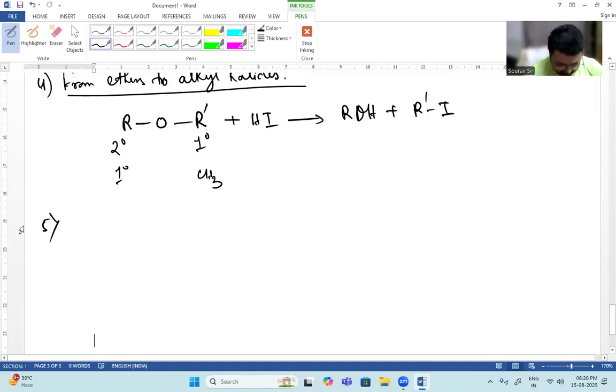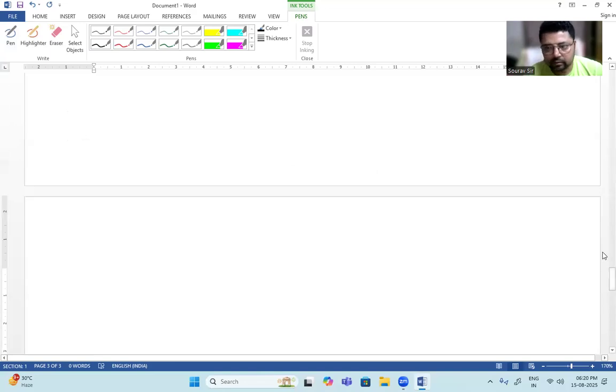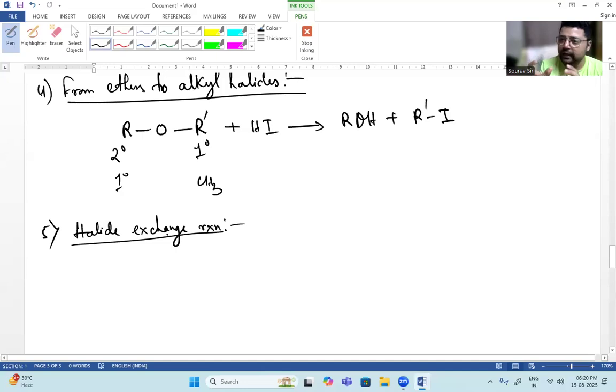Next, we will talk about the halide exchange reaction. What is the meaning of halide exchange? One halide is being exchanged with the other. Two types of halide exchange reactions are mostly used. One is the Swarts reaction and the other is the Finkelstein reaction.